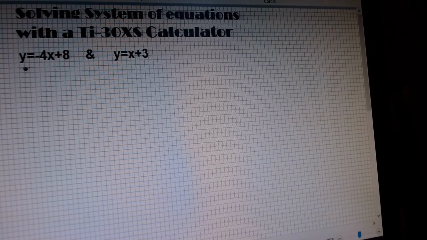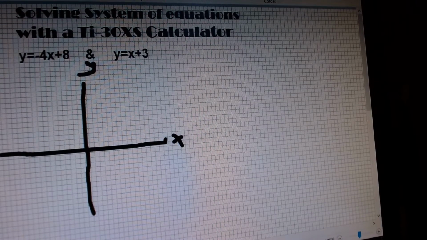And here we have two equations. One is y equals negative 4x plus 8 and y equals x plus 3. Just a quick review, these equations meet somewhere. Y equals negative 4x plus 8.